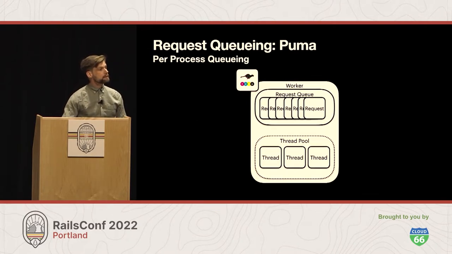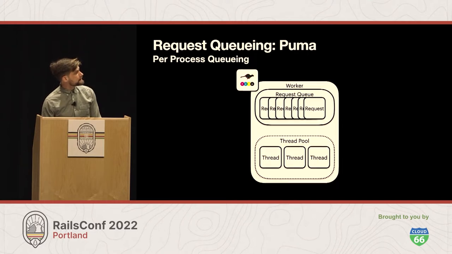But there's also queuing in your web processes. So if you use Puma, which I think you should, Nate Berkopec is actually a maintainer of Puma, you will see in their architecture documentation that requests actually queue per process. So there is no centralized queue. There is no way to distribute the processing of requests in your queue. Only threads of that worker process will actually be able to drain that request queue.